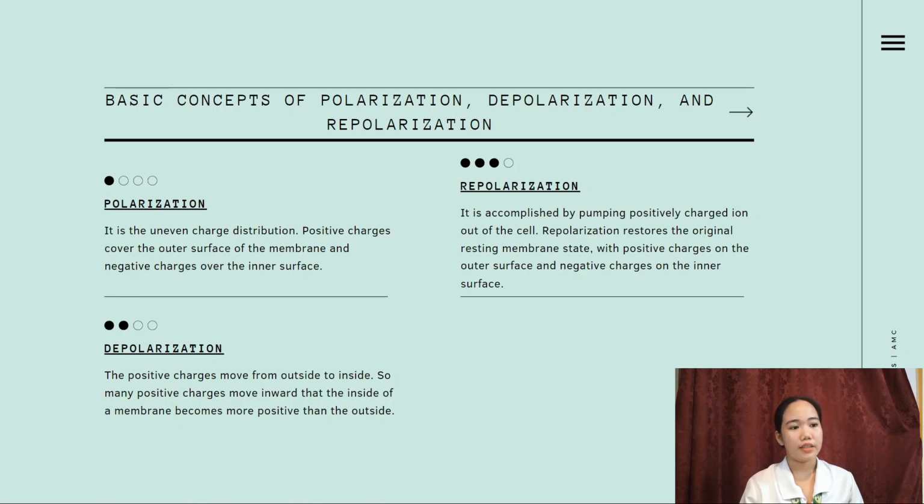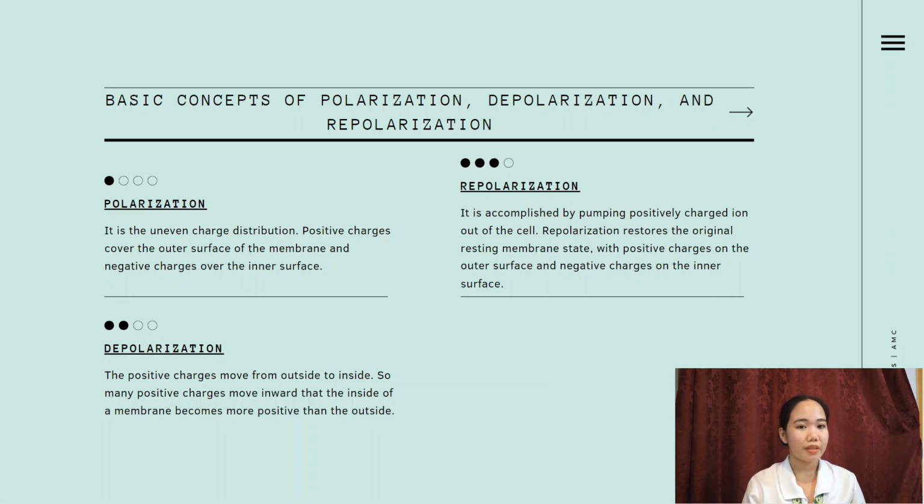Next, we have depolarization. It is when positive charges move from the outside to the inside. So many positive charges move inward, then the inside of the membrane becomes more positive than the outside. And lastly, we have repolarization. It is accomplished by pumping positively charged ions out of the cell. It restores the original resting membrane state with positive charges on the outer surface and negative charges on the inner surface. Next, we have tubocurarine.